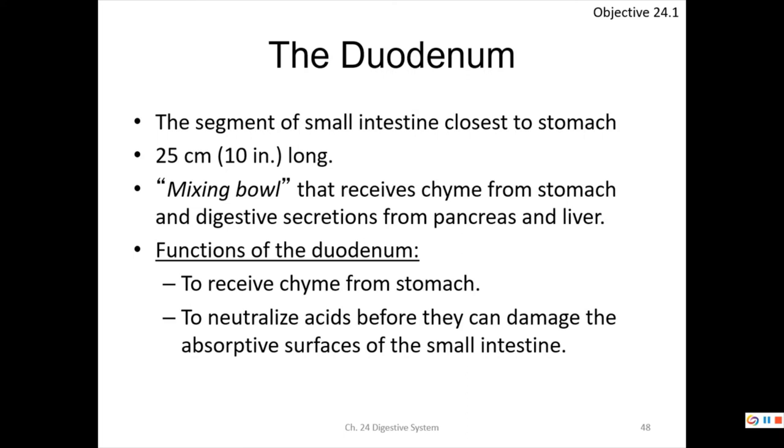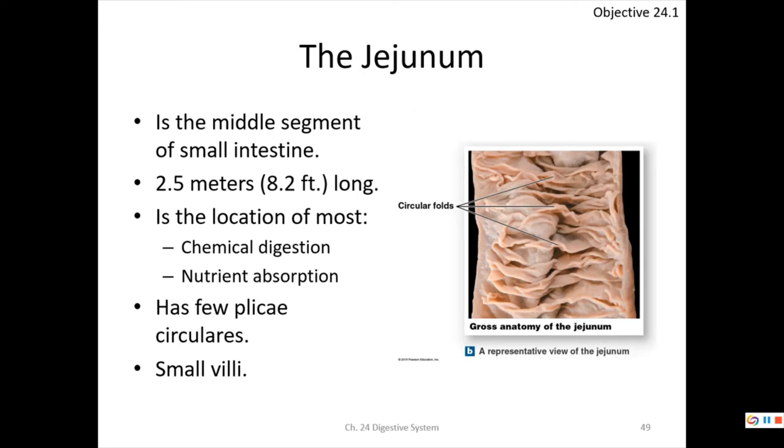The jejunum is in the middle. It's about 2.5 meters, so roughly 8.2 feet. This is where most chemical digestion of the intestines occurs. Though it mixes in the duodenum, it goes into the jejunum and completes the chemical digestion, and this is also where most nutrient absorption occurs. Now, I don't want you to think that most chemical digestion of the whole digestive tract happens here. It is where most of the chemical digestion of the intestines happens.